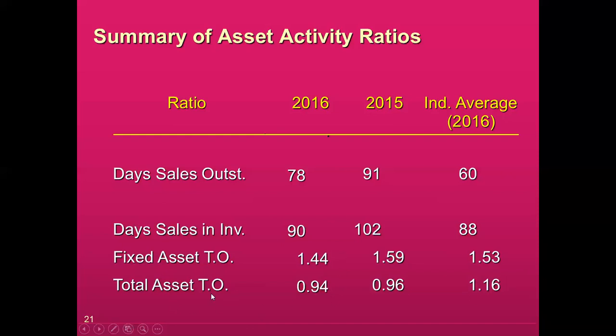Total assets turnover is used in a similar pattern. 1.16 was the industry average. Our position was much lower compared to the industry. We were not efficiently using our total assets, and compared to last year, our position declined further, and now we are at 0.94. I'm closing this lecture over here.